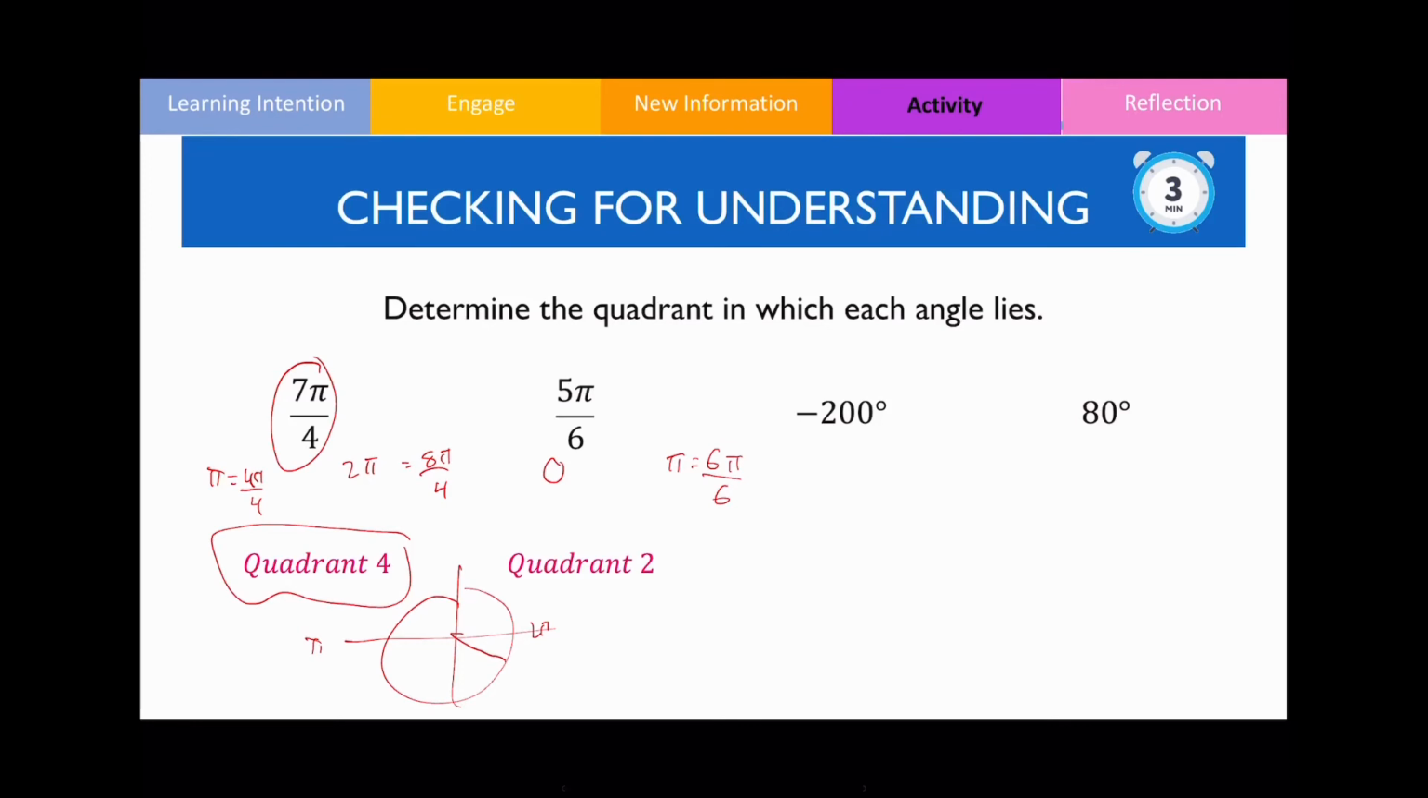Negative 200 degrees, because it's negative, you're going to go in a clockwise manner, okay? So going clockwise, we know that this is 90, that's going to be 180, so therefore 200 is going to be around over here, going in this particular direction, so therefore that's going to be in quadrant 2. And for the last one, this is 80 degrees, a positive angle, so you're going anti-clockwise, less than 90, so therefore it's going to be quadrant 1.